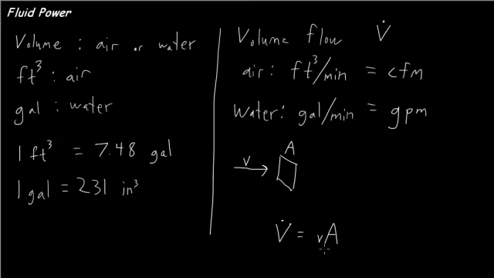Now you've got to be careful with units here. For example, if you want your volume flow to be in CFM, then v has to be measured in feet per minute, and the cross-sectional area of your duct has to be measured in square feet. So the product of those will give you cubic feet per minute, which is what you want for volume flow.